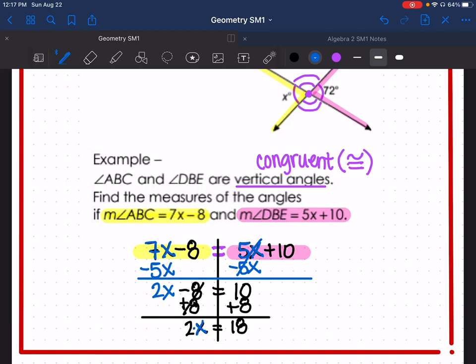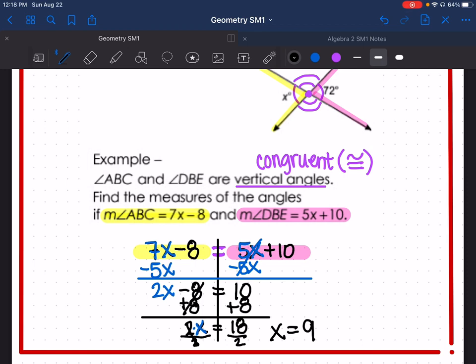Remember, there's multiplication hiding between a number and an x. So to get rid of the multiplication, I must do its inverse or the opposite, which is division. I'm simply going to go ahead and divide both sides by 2. x is equal to 9.